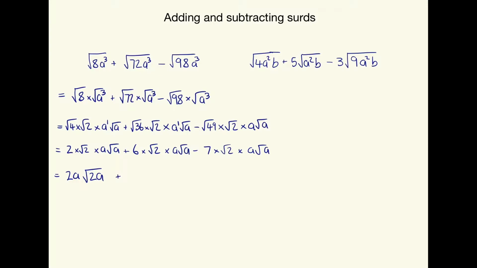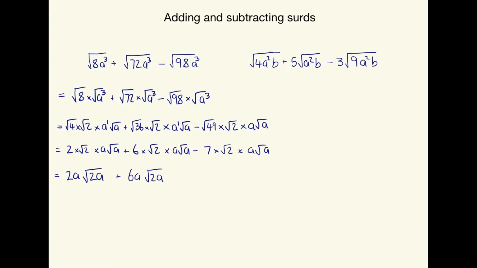Now we've got 6 times root 2 times a root a. Again, we multiply the terms that are outside the square root, so 6 and a, and then multiply the terms that are inside the square root, so 2 and a. So we're going to end up with 6a root 2a.